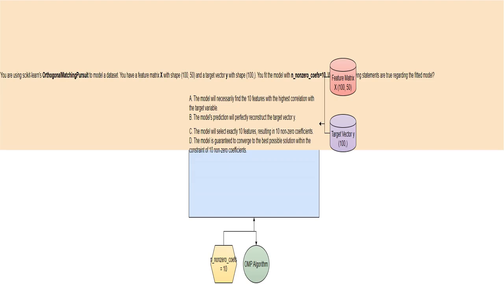This statement is incorrect. OMP is a greedy algorithm. It makes locally optimal choices at each step. It doesn't guarantee that it'll find the best 10 features overall.